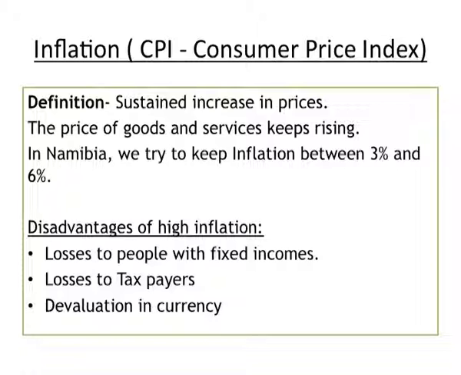Anything above the 6% then becomes worrisome to the central bank, and anything below the 3% is also worrisome to the central bank. And if we see that inflation has stepped outside this specific bracket, whether below or above, then you'll see that the central bank starts taking specific measures to control inflation. There are three disadvantages of high inflation. High inflation results in losses to people with fixed income, losses to taxpayers, and devaluation in currency.